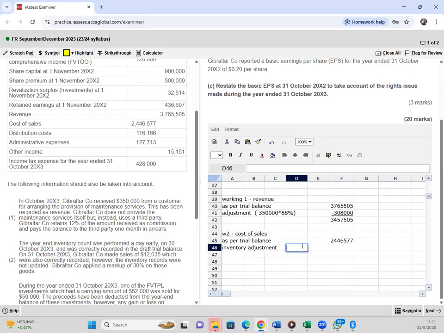Let me just work out quickly the margin here. If our markup is 30%, it means our margin is 30 over 130. That's the margin: 30 over 130 times 12,035.